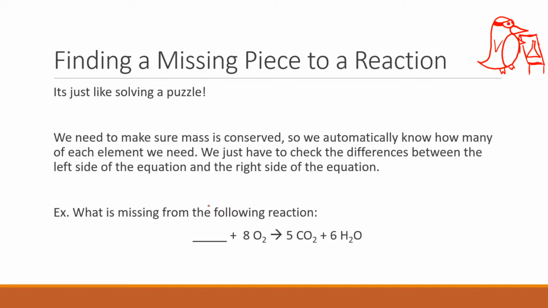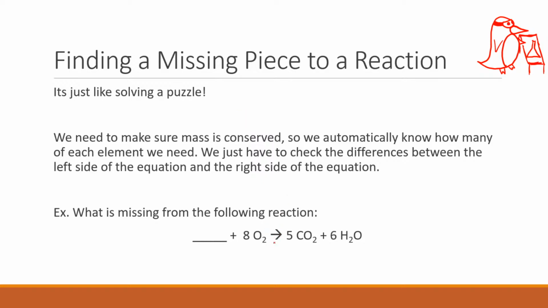Right. Finding the missing piece of reaction is just like solving a puzzle. We need to make sure that mass is conserved, just like always, which means the left side and the right side must match. They need the same number of C's, the same number of H's, the same number of O's, the same number of N's, right? All of those pieces must be the same on both sides. And so if we're going to figure out what a missing piece is, it's really just a counting game where we're going to account for each of the missing things, right?